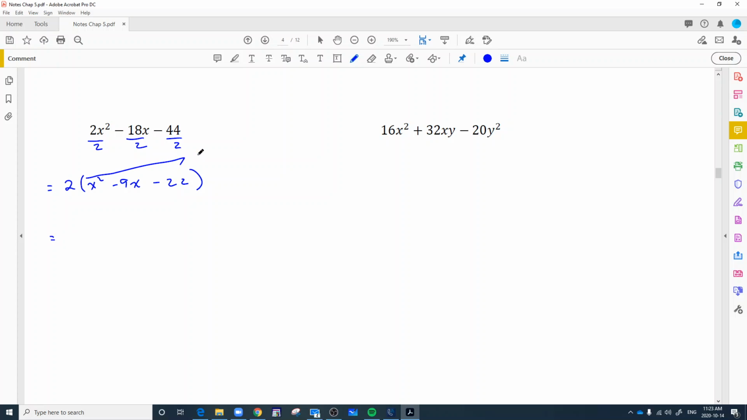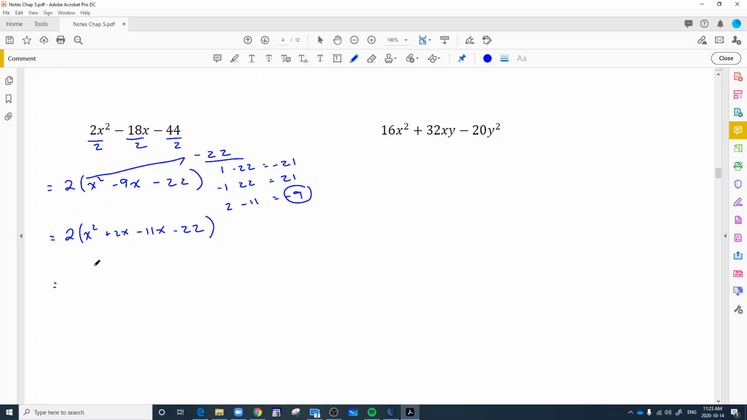So 1 times negative 22 is negative 22. I could have positive 1 and negative 22, but that gives me negative 21. If I did negative 1 and positive 22, that just gives me positive 21. Then I'm going to try 11 and 2. So 2 and negative 11 give me negative 9. There we go. So I'm going to decompose that middle term into positive 2x and negative 11x minus 22.